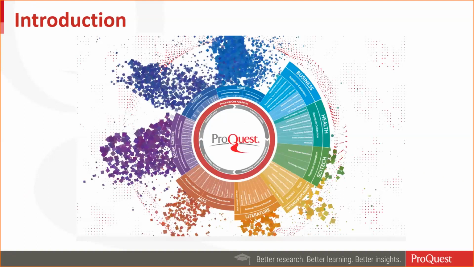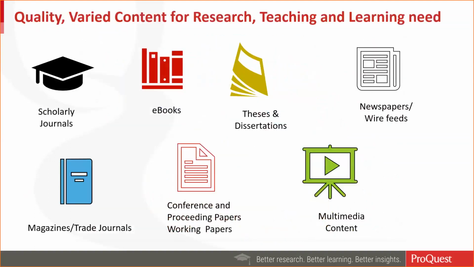When I talk about formats, we are talking about content from scholarly journals to dissertations and theses, trade journals, newspapers, working papers, conference papers and so on. In most of the collections we're going to talk about today, you will have access to scholarly journals, some ebooks, dissertations and theses, newspapers or wire feeds, magazines, trade journals, conference papers, working papers and some multimedia content as well.